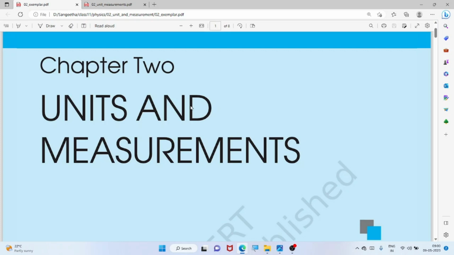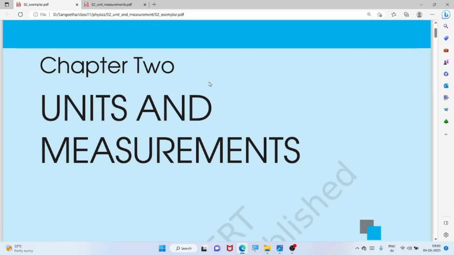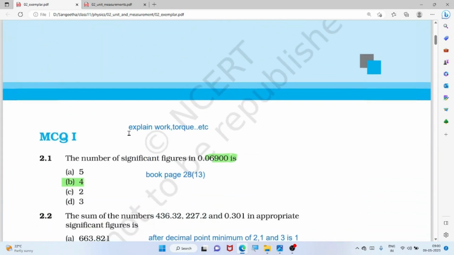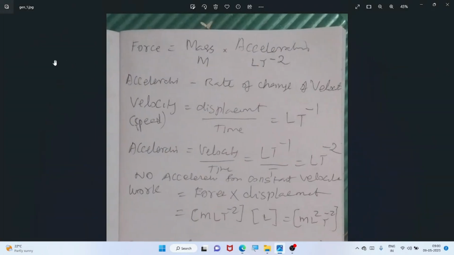Greetings. Now I will go through the exemplar questions in the class 11 physics chapter 2, units and measurements. Before going through it, I will show you some general information. We define force as mass into acceleration.